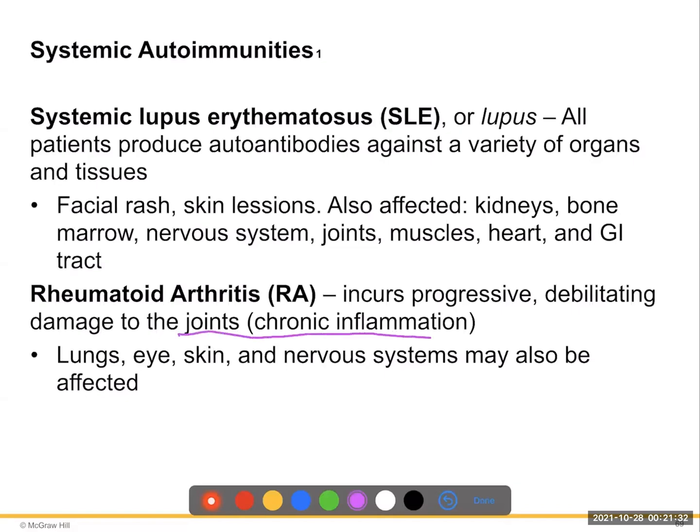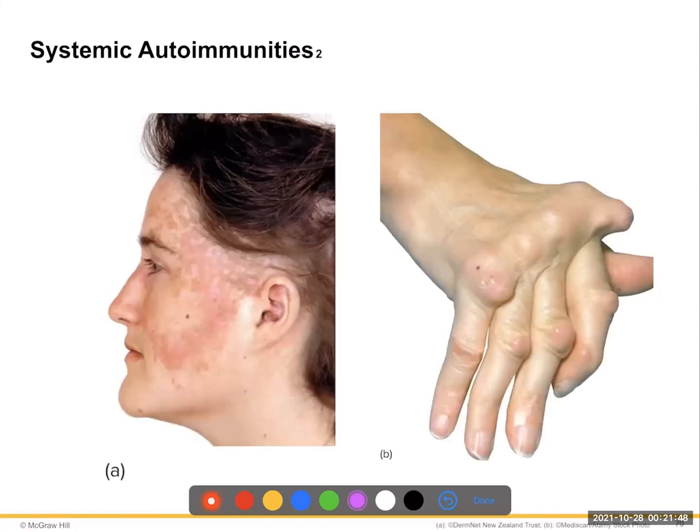Rheumatoid arthritis, okay, it's progressive debilitating damage to your joints. And this is that inflammation we talked about where it gets into the joints and it causes that histamine release and prostaglandins and the destruction of that bone tissue. Now, the rheumatoid arthritis can occur in your lungs, your eyes, your skin, nervous system. All that can be affected by it. You've got rheumatoid arthritis, you can see everything's being destroyed and your joints are bending. Here's the butterfly lesion you get with lupus.